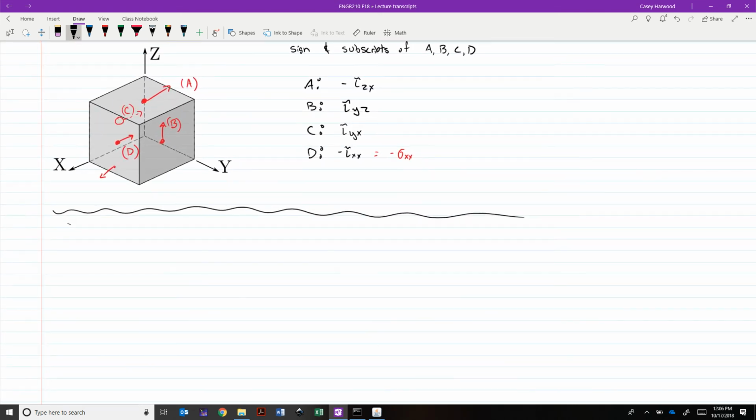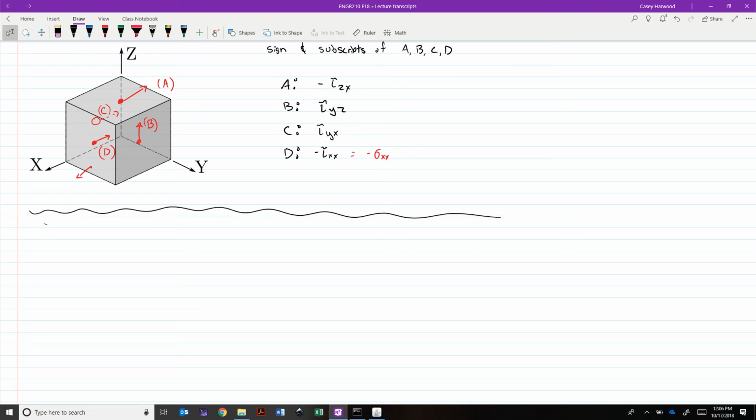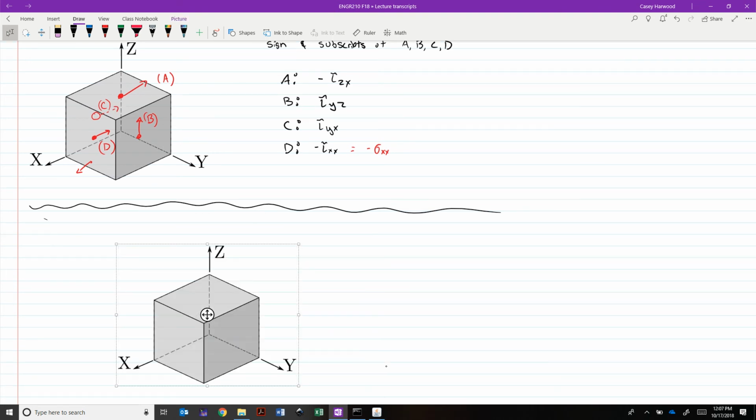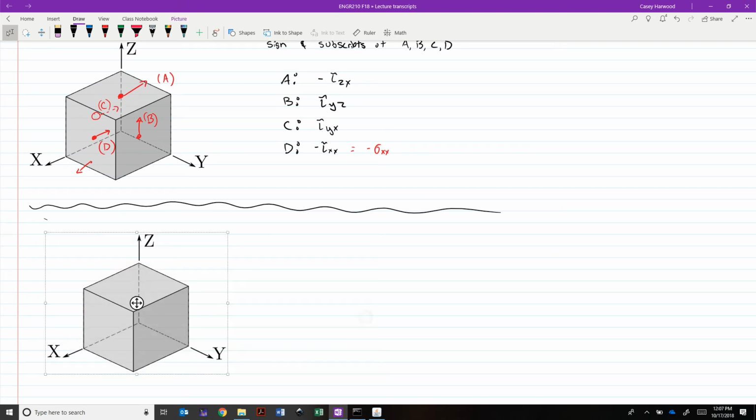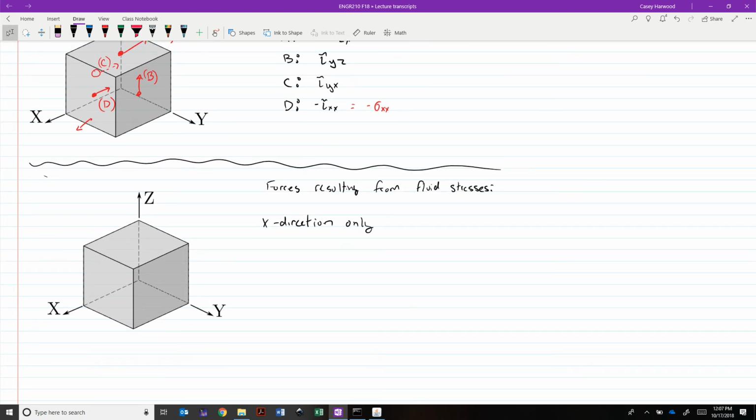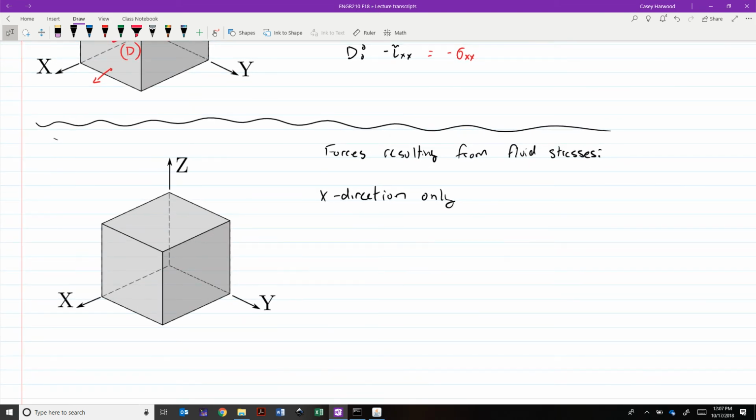So we're going to do this in a very abbreviated fashion. Paste another copy of this. There we go. Forces resulting from fluid stresses is the next part. So I want us to focus on the x direction only for a second. In other words, I want to write all of these elements of the stress tensor that involve a force acting in the x direction.